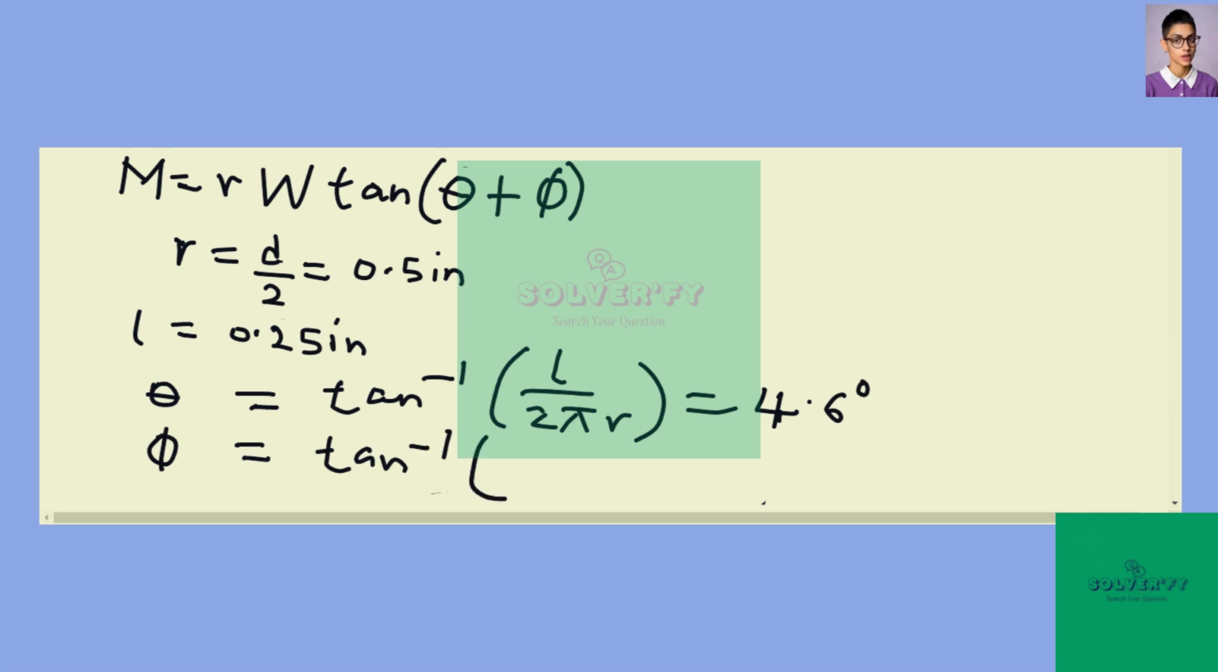You can as well look for the angle of static friction, which will be the arctan of the coefficient of static friction mu, which is given in the question. Just plug it in there as 0.3. You will have your angle of static friction to be 16.7 degrees.